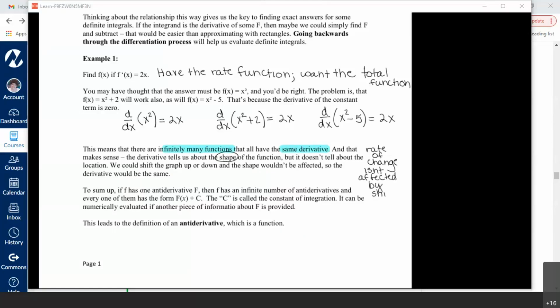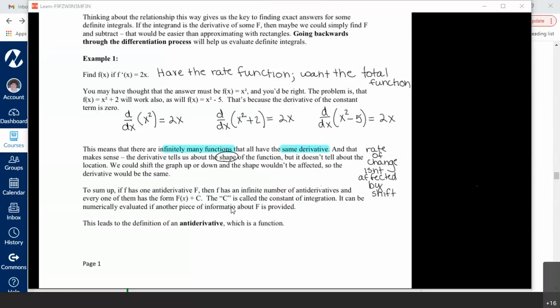By a shift. Let's put it that way. It's not affected by a shift. Remember, sliding a graph around without stretching it or compressing it is called a shift. And that's what these constants are doing. They're just shifting up and down.